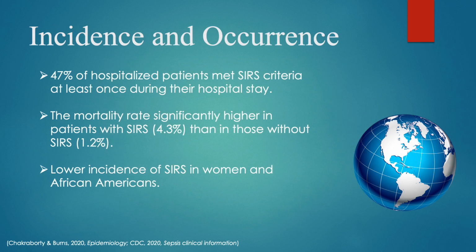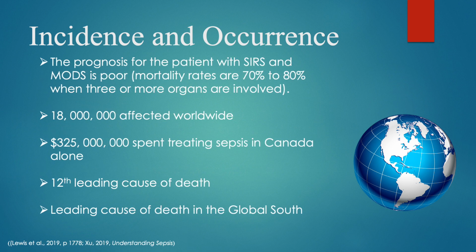Due to the general nature of SIRS criteria, incidence tends to be high among hospitalized patients. One study noted 47% of patients met SIRS criteria at least once during their hospital stay. Mortality rates were 4.3% higher in patients who met SIRS criteria than patients without. The prognosis for patients with SIRS and MODS is poor. Mortality rates are 70% to 80% when 3 or more organs are involved.